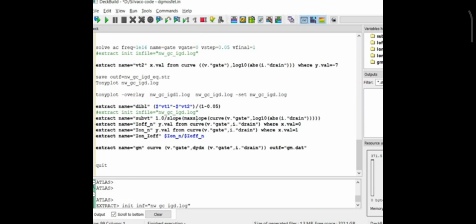For the subthreshold slope, you have to use this command. For Ioff current, you have to use this command. Simply find the value of the y-axis when the value of the x-axis is 0, that is at point 0. For Ion current, you have to find the value of the y-axis when the VGS voltage is at 1 volt. Next, for finding the ratio, you have to divide Ion by Ioff. Next, for finding the transconductance, you have to use this command.